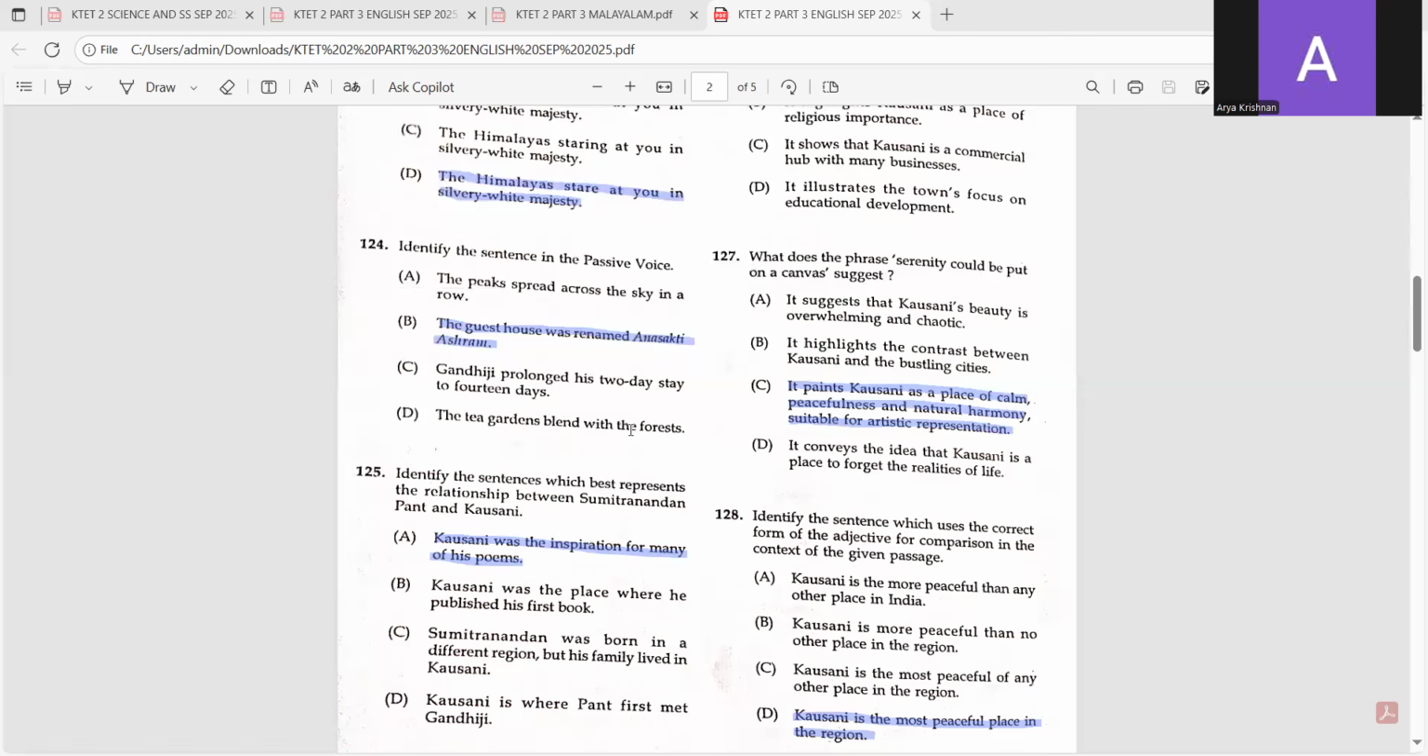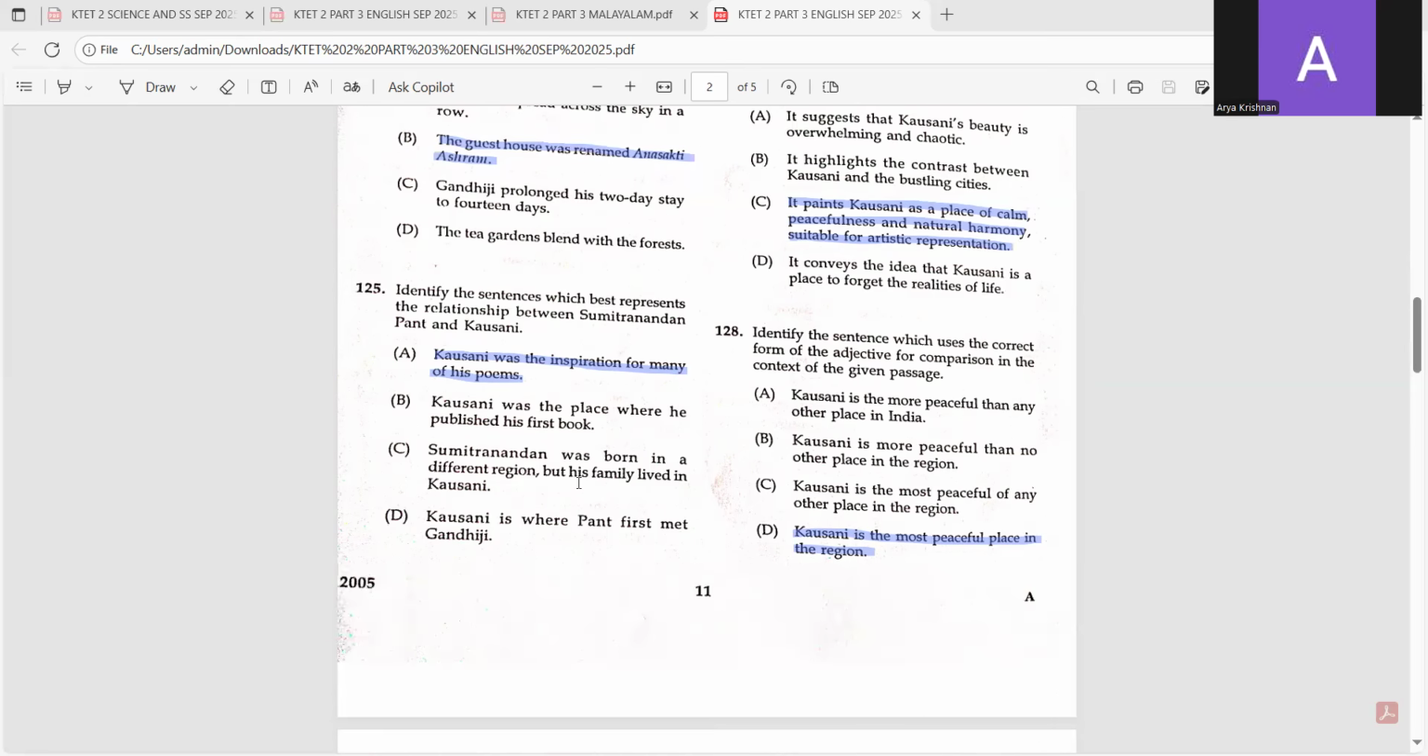Question number 124. Identify the sentence in the passive voice. The peaks spread across the country in a row. The guest house was renamed as Anashakti Ashram. Gandhiji prolonged his 2-day stay to 14 days. The tea gardens blend with the forest. Answer is option B. The guest house was renamed Anashakti Ashram. Passive voice V3 form.